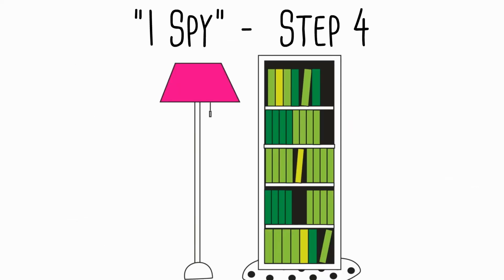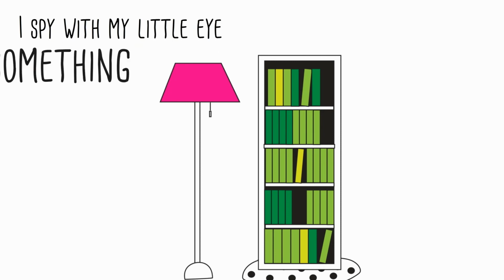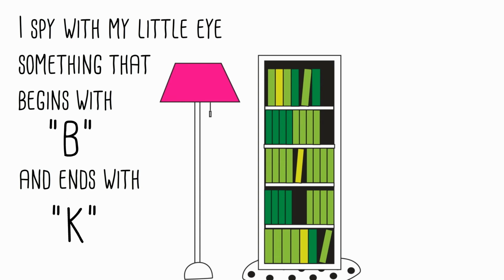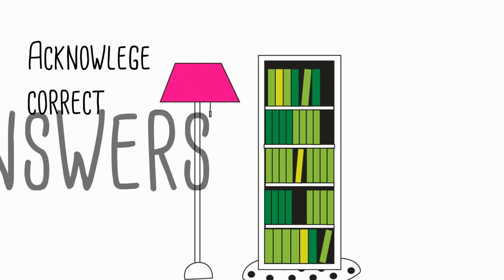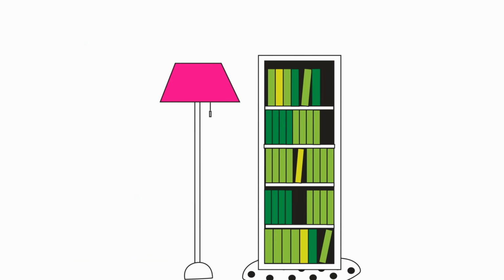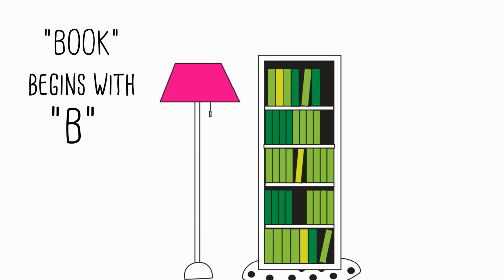At this stage, indicate both the first and last sounds of the name of the object you have in mind by saying, I spy with my little eye something that begins with B and ends with K. Acknowledge correct answers by immediately repeating the word and both sounds. Book begins with B and ends with K.